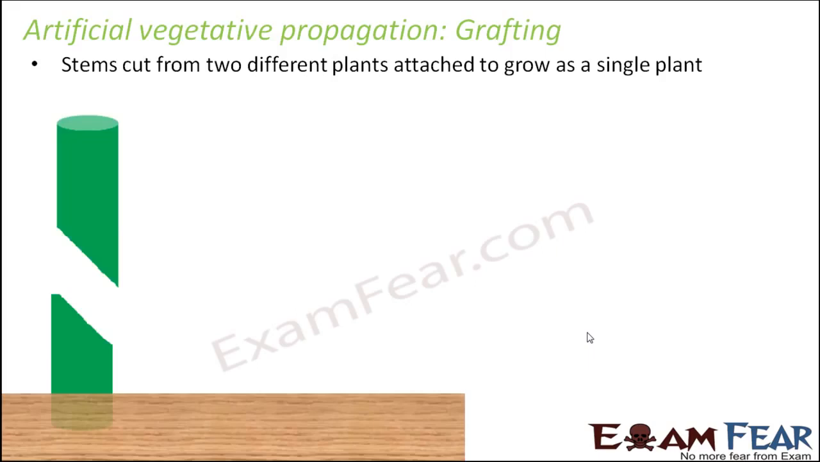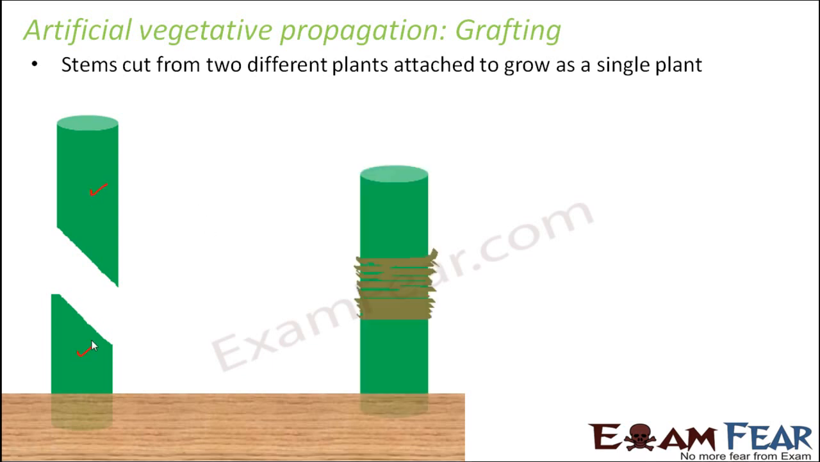So how do we do that? Let us suppose these are the two parts of the stem. This is from one plant, and this part is from another plant. You just keep them together and then bind them with something. You tie them with something. So this improves the quality of certain plants.